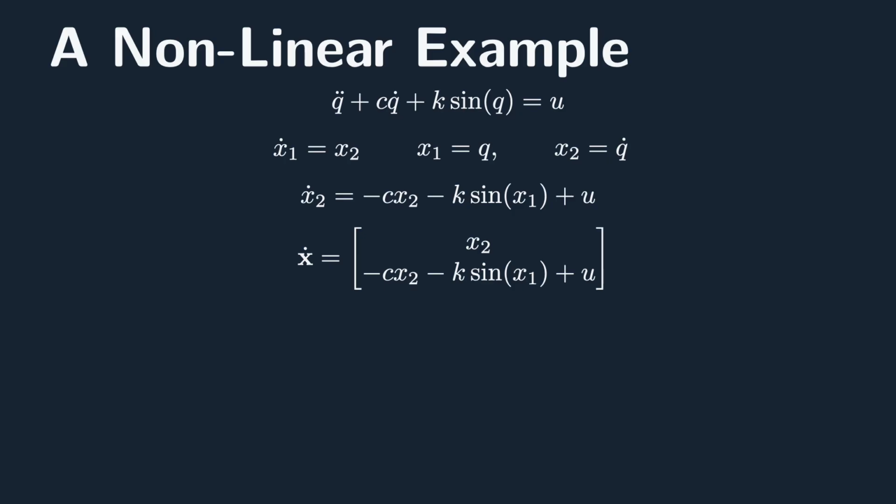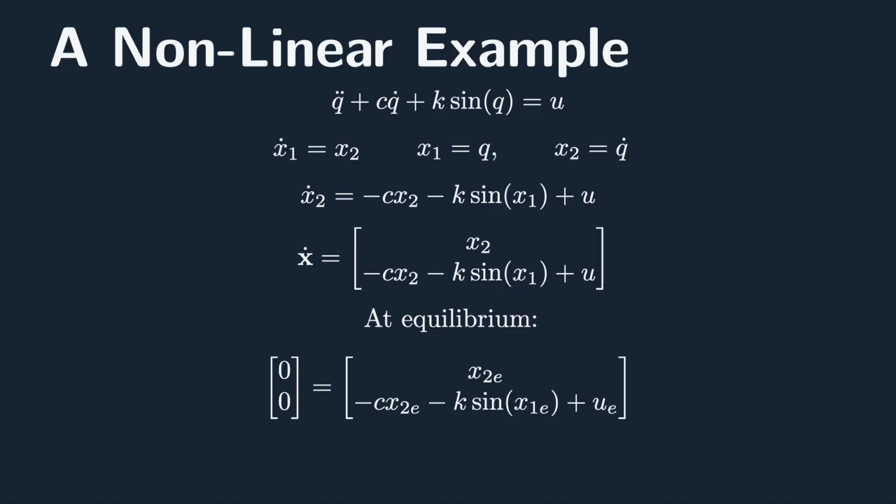The first entry is x2, and the second entry is minus c x2 minus k sine x1 plus u. At equilibrium, both entries of the state derivative vector must be 0. The first entry gives x2e equals 0, so the velocity state is 0 at equilibrium. The second entry then gives the input needed to hold the system at the chosen position. Since x2e equals 0, the condition simplifies to ue equals k sine x1e.